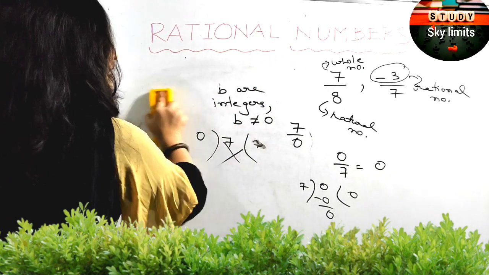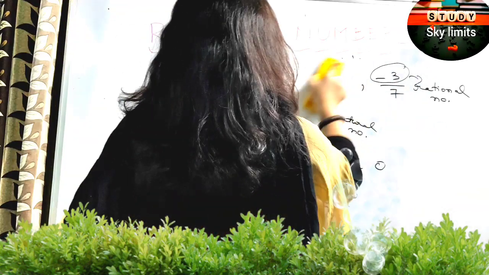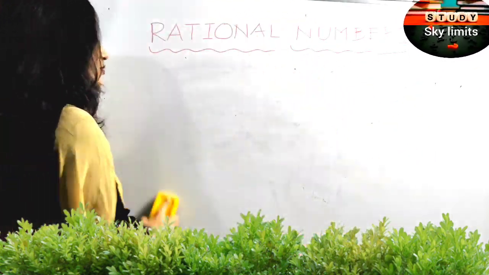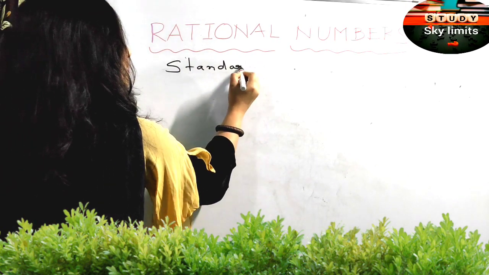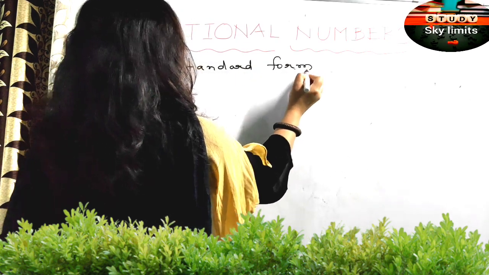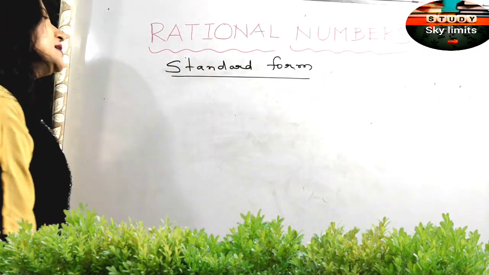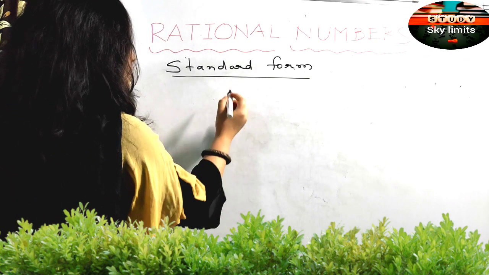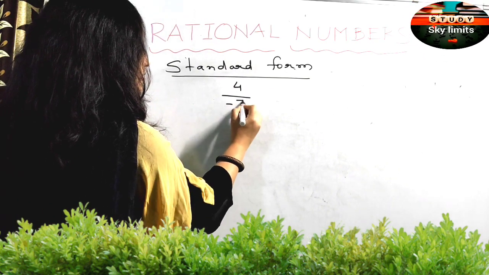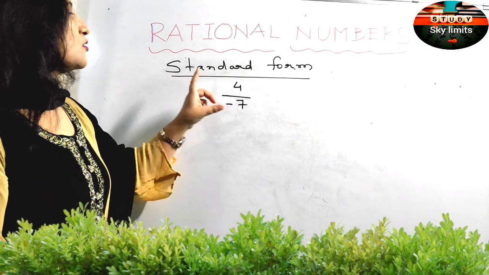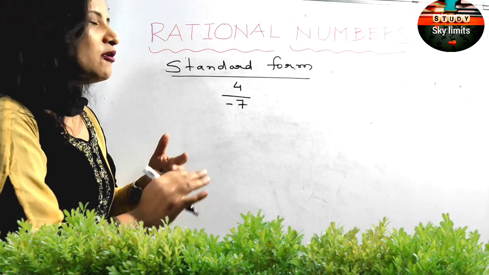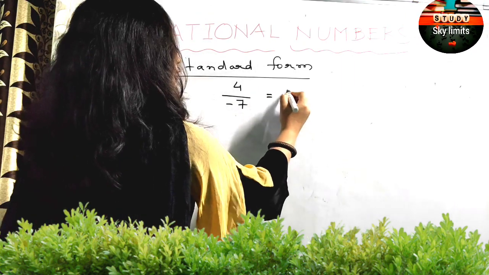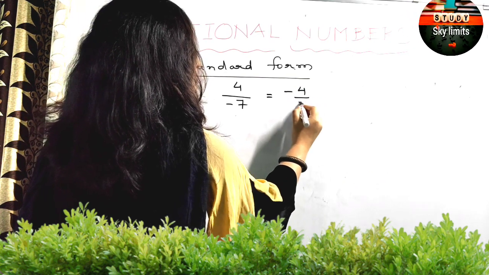Now let us come to the comparison and the standard form of rational numbers. Suppose there is a rational number given to you. What do you understand by standard form? Okay, let us see. Suppose a rational number like this is given to you, 4 by minus 7. As you can see here, this is not in the standard form, because here the denominator is negative. So what is the standard form of writing a rational number? You can shift the minus sign to the numerator.